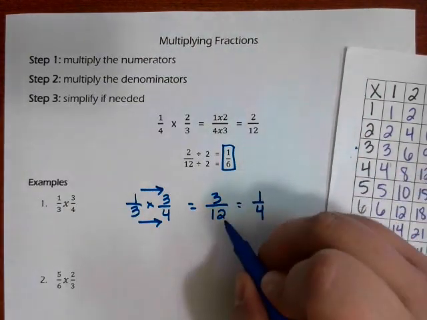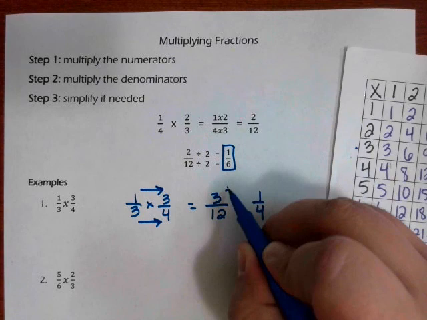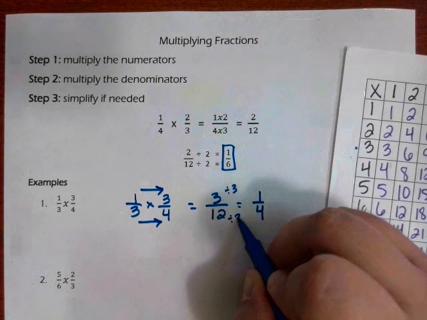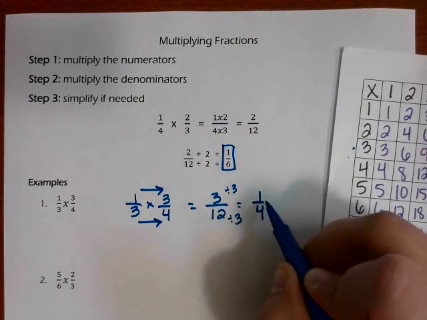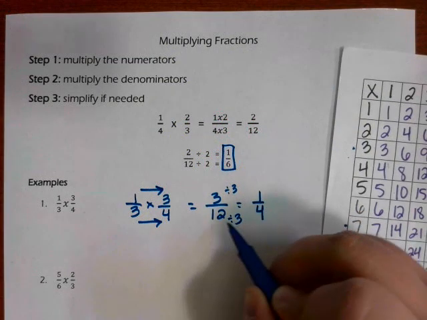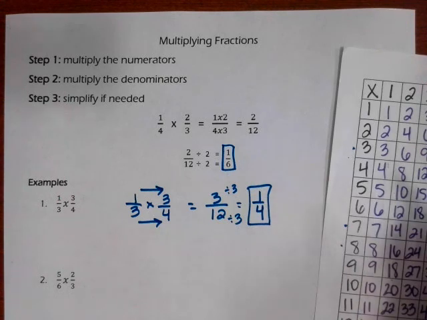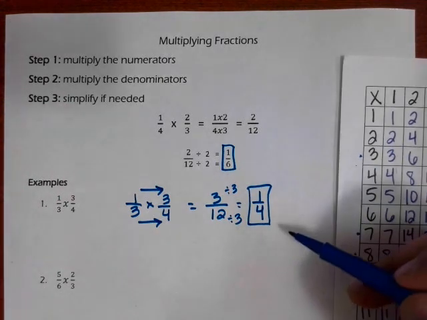So basically what I just did here was I divided by that common factor of 3. Some of y'all can see that, some of y'all cannot. That's where the multiplication chart's helpful. 3 divided by 3 will get me 1. 12 divided by 3 will get me 4. So my simplified product is 1/4.